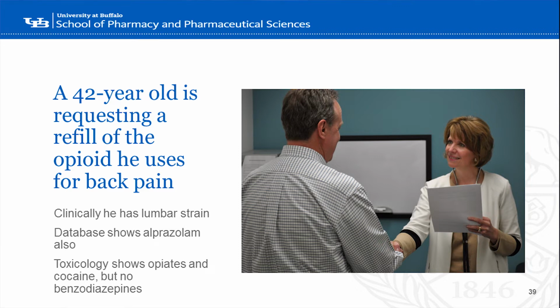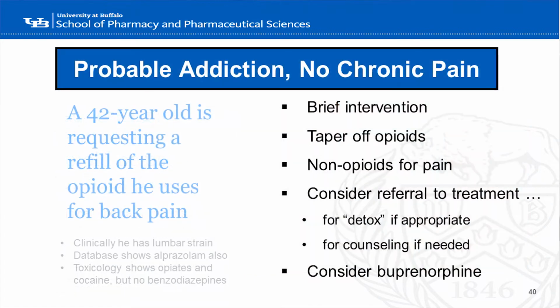Clinically, he just has lumbar strain, no history of surgical procedures, no herniated disc. His database also shows that he's getting alprazolam from another prescriber, and his urine toxicology shows opiates and cocaine, but no benzodiazepines. So this particular patient probably has an addiction. Any patient that has cocaine in their urine probably is addicted to something. And there's no evidence of chronic pain here. He has not had surgical procedures. His MRI scans were normal. And clinically, he just has muscle strain.